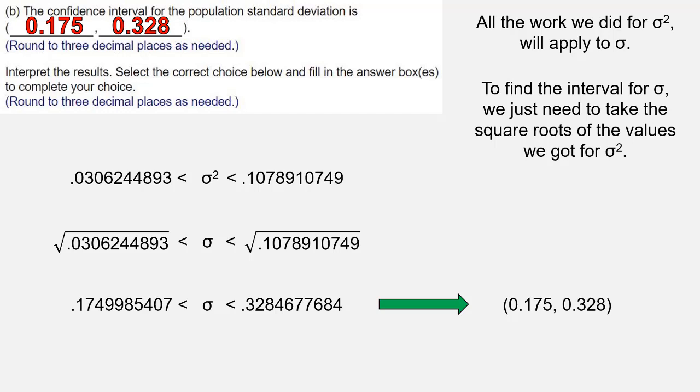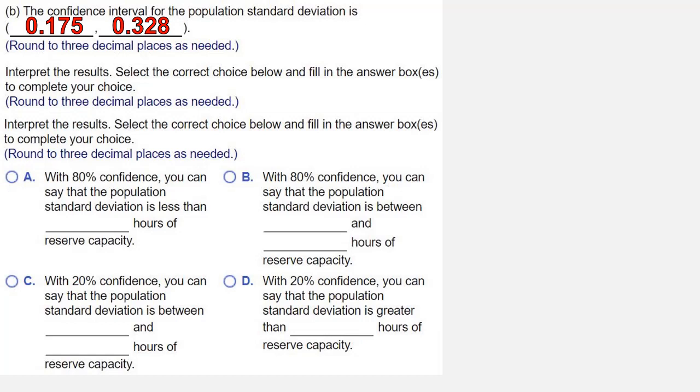So let's interpret this result. Again, when we find a confidence interval, the level of confidence tells us how certain we are that the population value falls within the bounds of our interval. So which choice would that be? Well, we're at an 80% level of confidence, so choices C and D are out because those say 20%. Choice A is about being less than a value. Choice B is about being between two values. So our choice here is choice B, because with 80% confidence, we can say that the population standard deviation is between 0.175 hours and 0.328 hours.